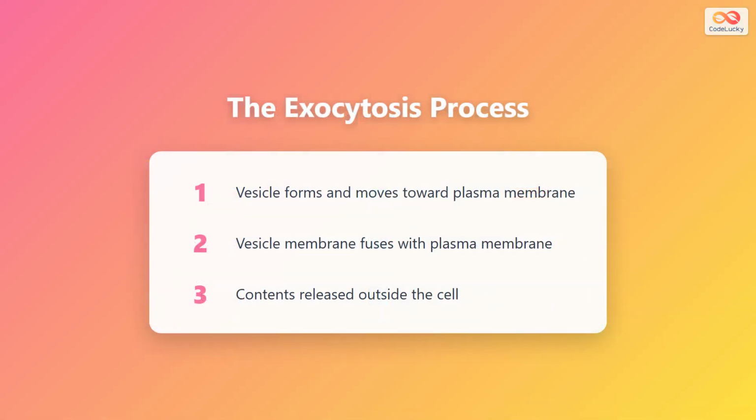The exocytosis process happens in three main steps. First, a vesicle forms inside the cell and moves toward the plasma membrane. The vesicle is like a delivery package traveling to its destination. Second, when the vesicle reaches the plasma membrane, the two membranes fuse together. This fusion is a carefully controlled process involving specific proteins. Third, once fusion is complete, the contents of the vesicle are released outside the cell. The vesicle membrane becomes part of the plasma membrane, and the cargo is successfully exported.